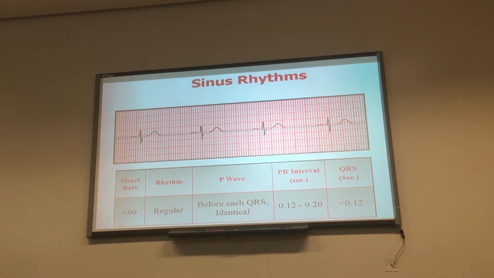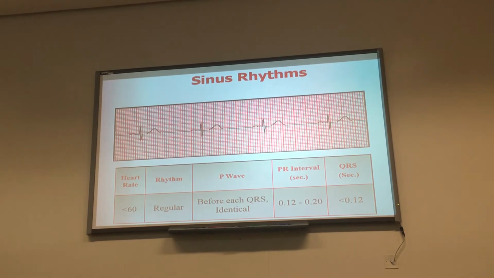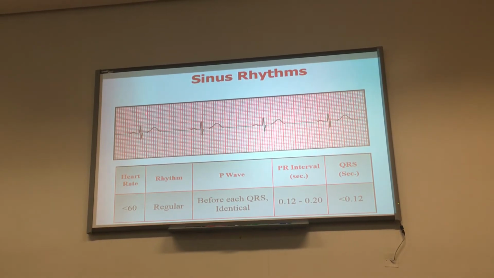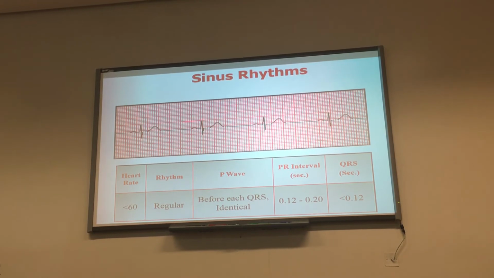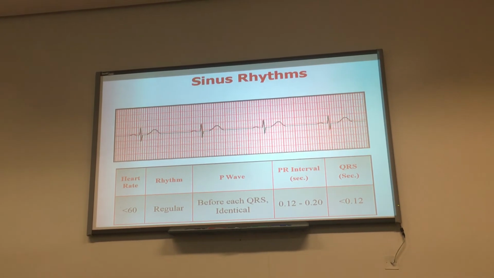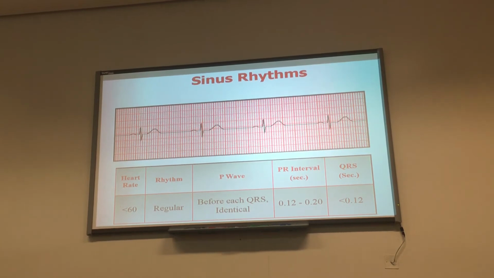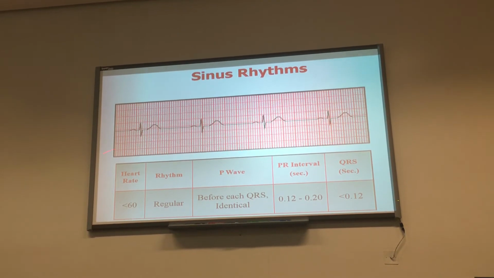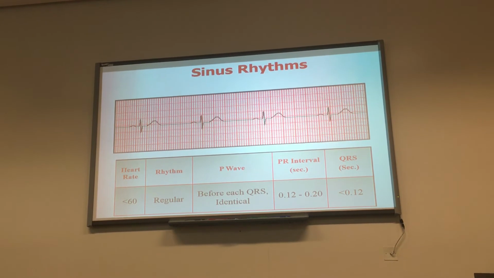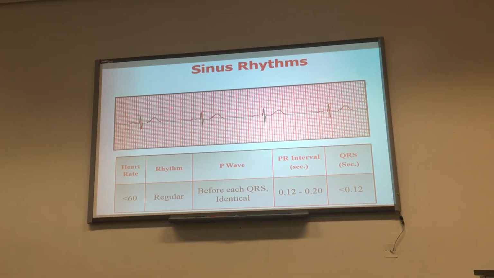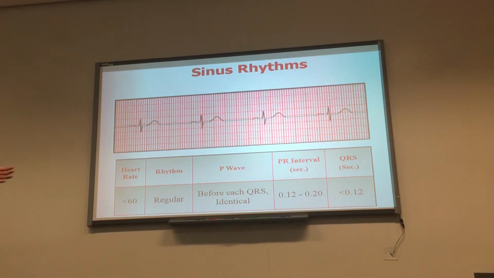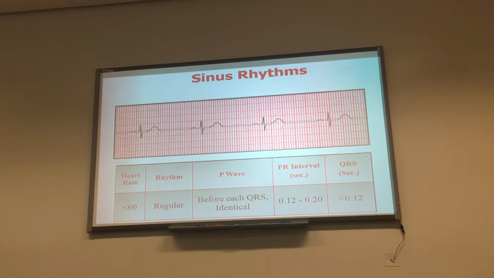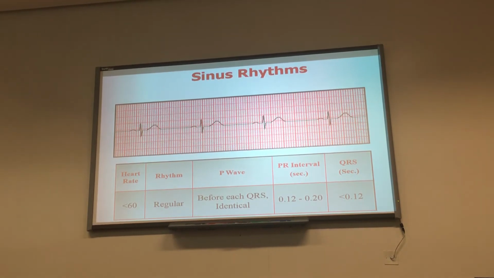How about this one? Bradycardia. Sinus bradycardia. Okay, so what is the heart rate in this one? Less than 60. 1, 2, 3, 4, 5, 5.1, about 56 beats per minute. Regular or irregular? Regular. Is there a P wave before each QRS complex? Yes, there is a P wave, and it is constant all the time. Is the PR interval normal? Yes. QT normal? Yes. Is there any other abnormality? No. We are dealing with sinus bradycardia.